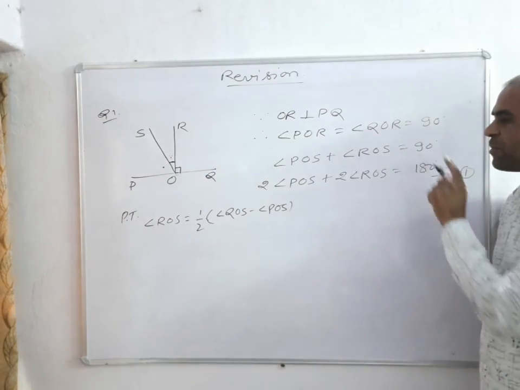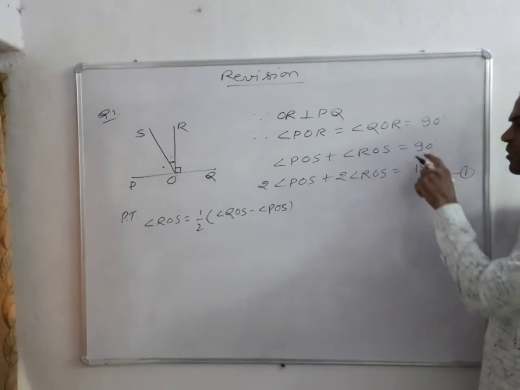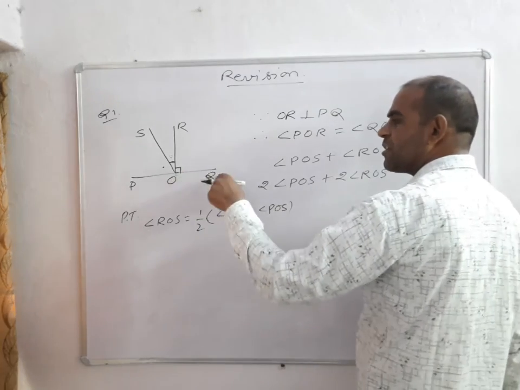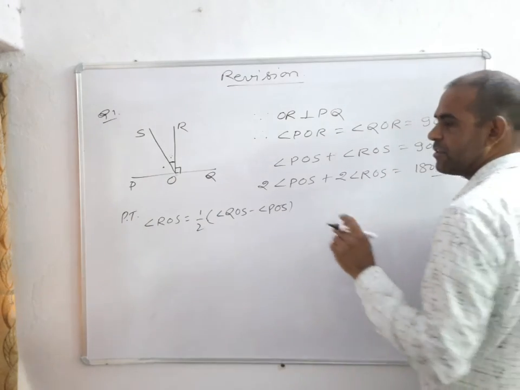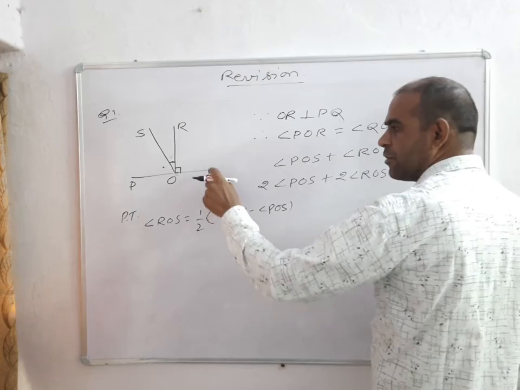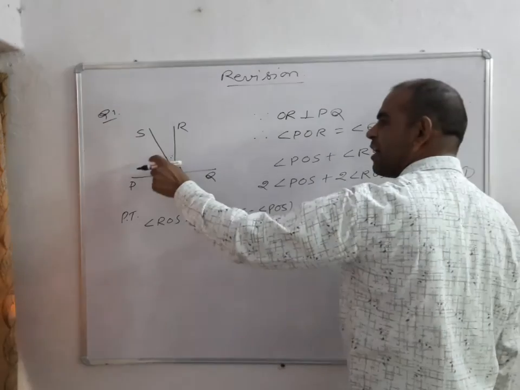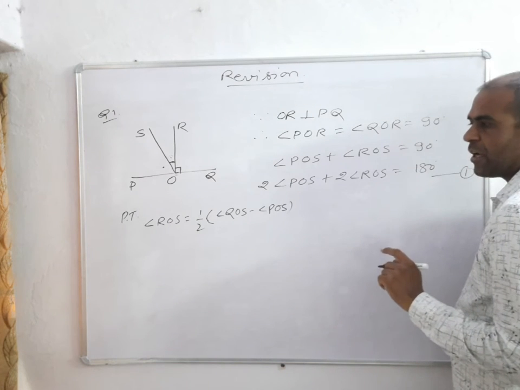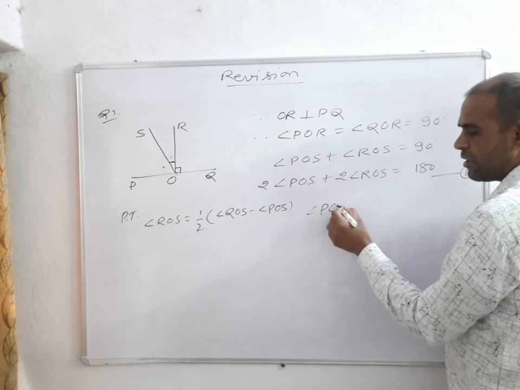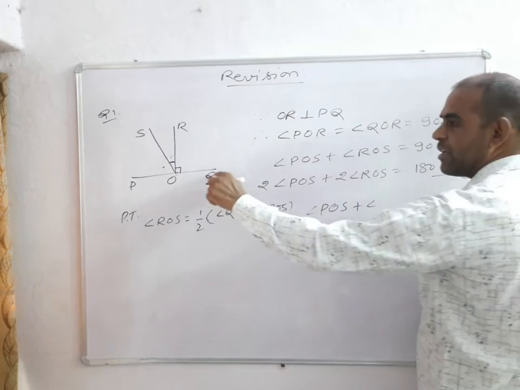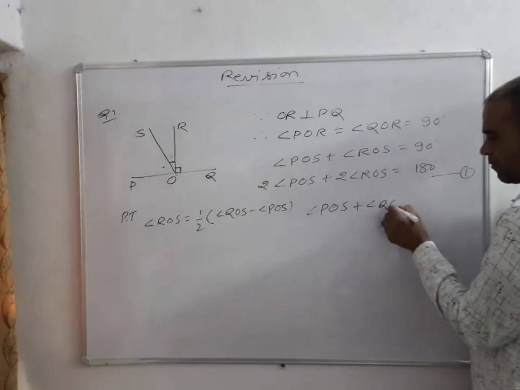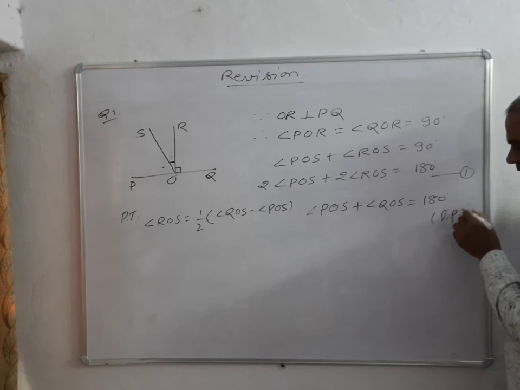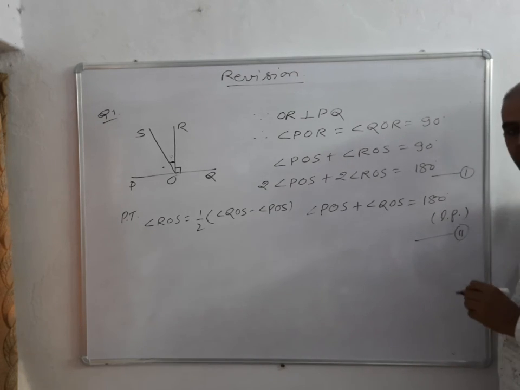Why are we multiplying by 2 in this equation? Because 90 can be converted into 180, because we will take the other equation in the form of 180. Second, we will take QOS. So QOS and POS, sum of this angle is 180 degrees by the linear pair. Angle POS plus angle QOS, the sum is 180 degrees. Reason: linear pair. This is the second equation.